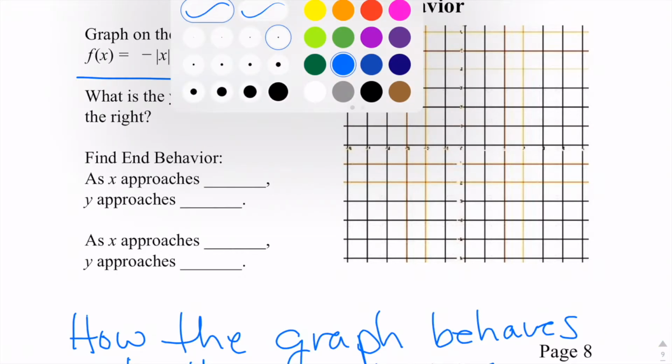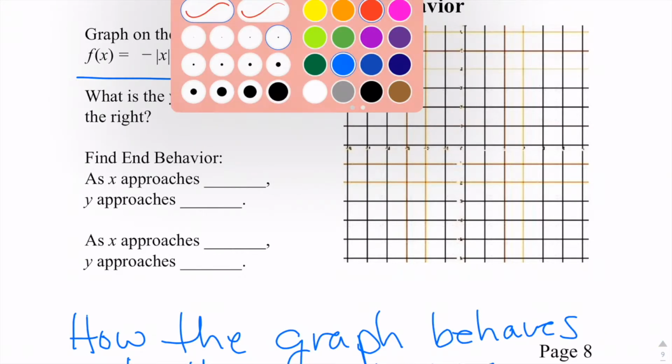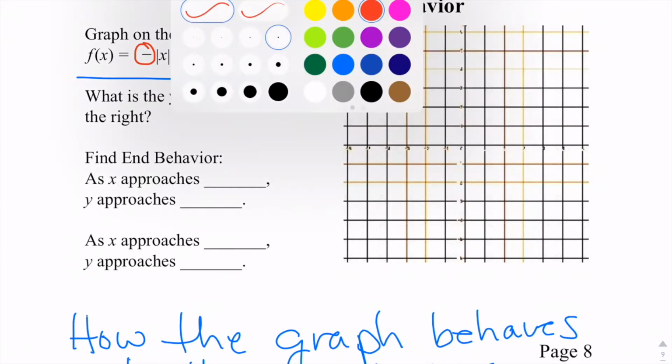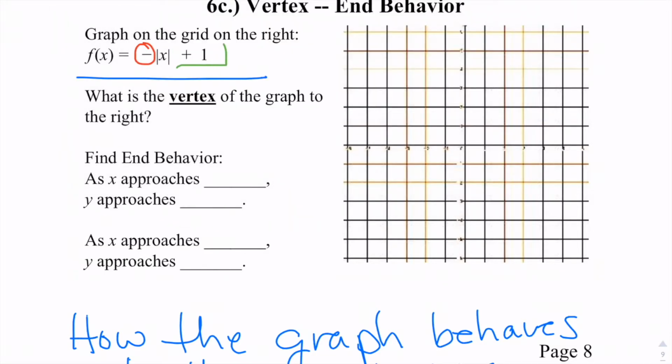Let's take a couple looks at the characteristics here that we've already gone over in previous lessons. We have a vertical reflection because we have a negative in front of the absolute value expression. And then we also have a vertical shift of up 1 because on the outside of the absolute value expression, we have a positive 1.